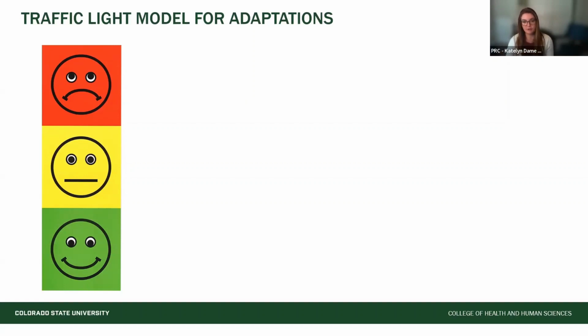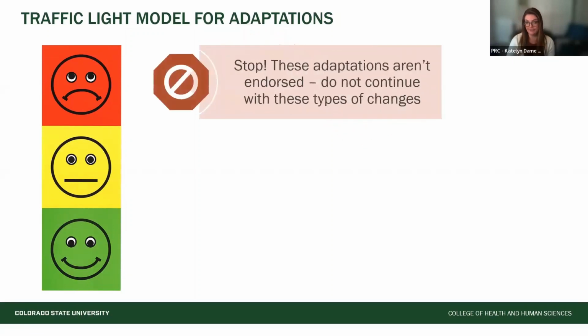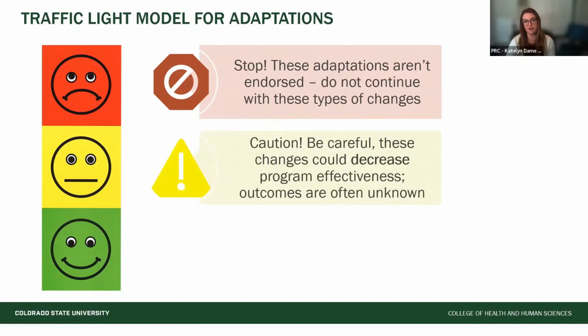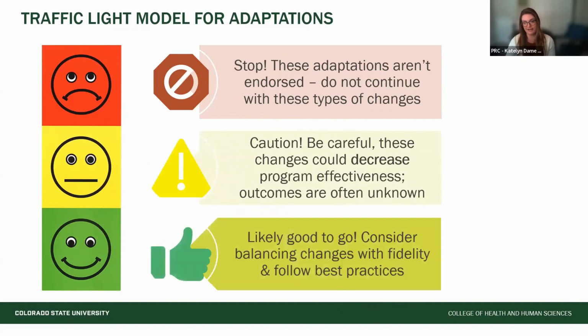So similarly to a traffic light, this model specifies adaptations as either red, which are adaptations that are not endorsed and should not be implemented, yellow, which are changes to programs that produce unknown effects and may decrease your program's effectiveness, or green light changes that improve program outcomes and program participant fit.